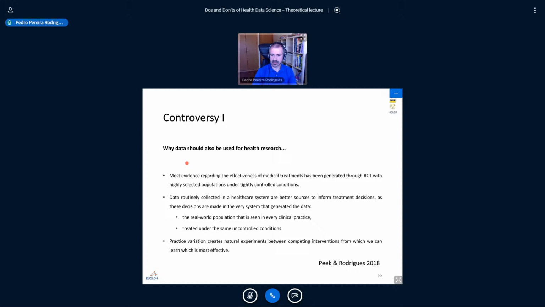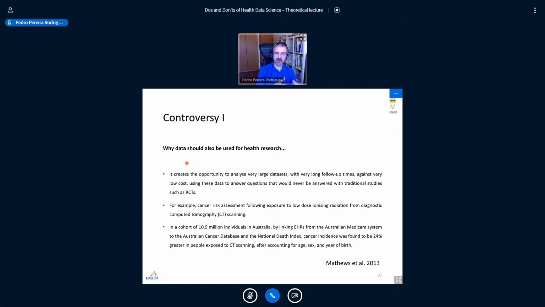More than that, this creates the opportunity to analyze very large data sets with very long follow-up times at very low costs, using this data to answer questions that would never be answered with additional studies. For example, if you want to assess the cancer risk following exposure to low-dose ionizing radiation from diagnostic computed tomography scanning, you would never be able to do an RCT for this. Or even a prospective study would take a long time.